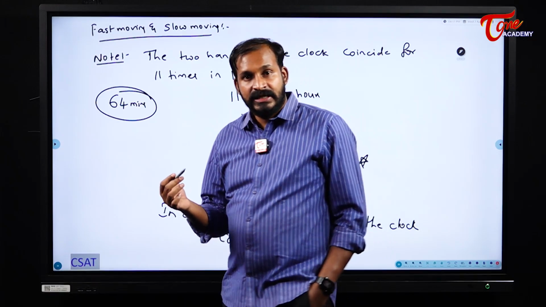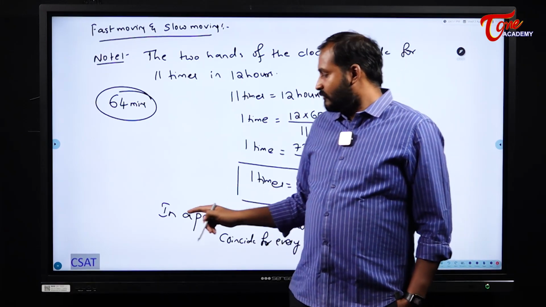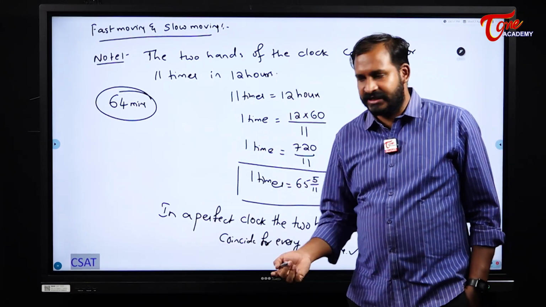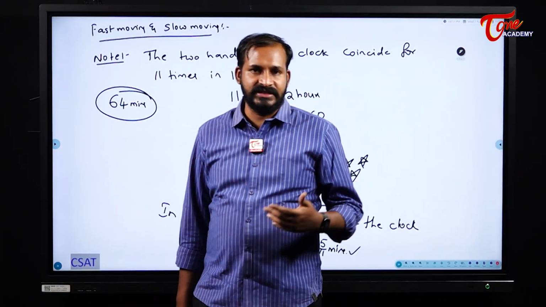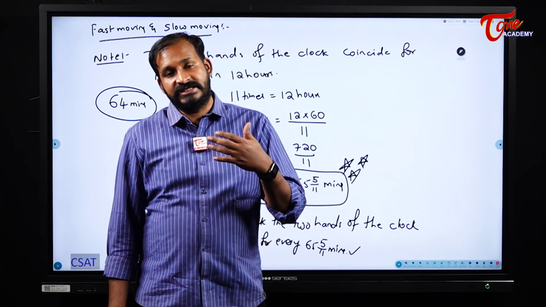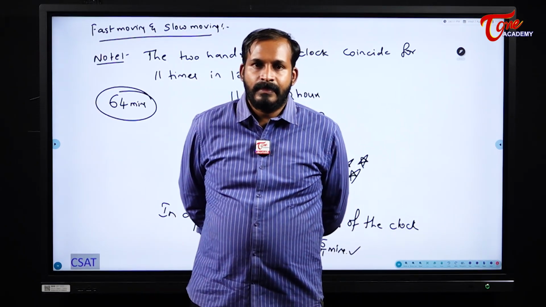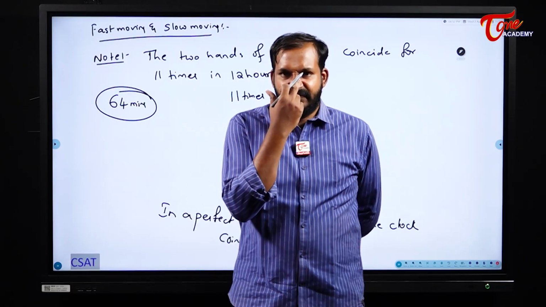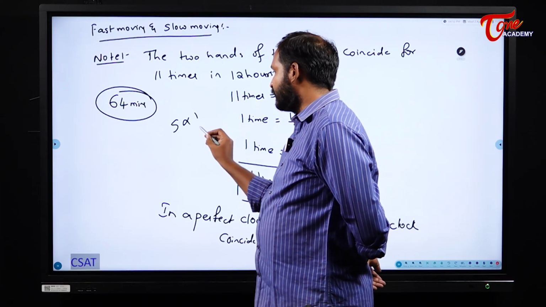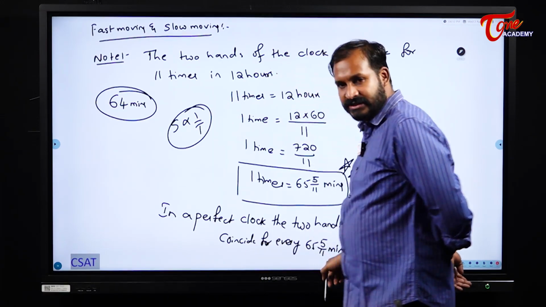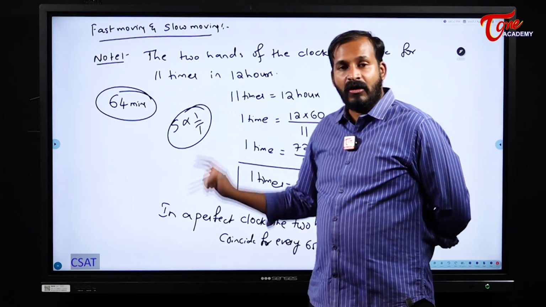If it moves fast, whether it gains the time or loses the time, this is very, very important. See, usually you reach your destination in some 65 5/11 minutes. Take an example. Now you are reaching the destination in just 64 minutes. Now tell me whether you are moving fast or slow. Obviously fast. Why? Because we know that speed and time are inversely related to each other. Usually you will go to your destination in 65 5/11 minutes, but you are reaching in just 64 minutes. That means the clock is moving fast.